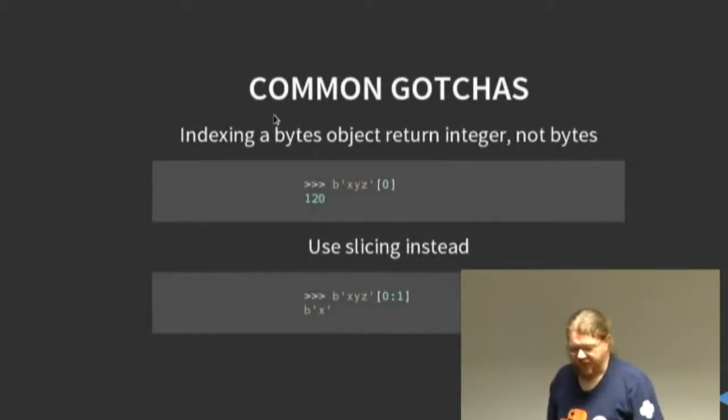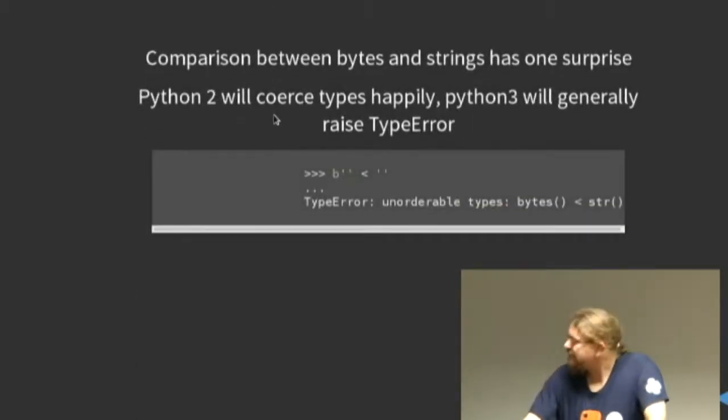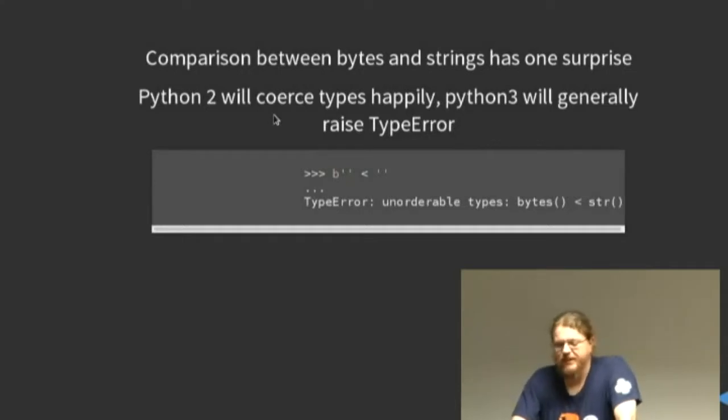There are a few common gotchas that hit you when you do this. When you index a bytes object in Python 3, you get an integer, not a byte, not another bytes object. You work around this by using slicing. The reasons for it are well documented, but it is a bit surprising. There's one subtle thing that catches you out a few times.